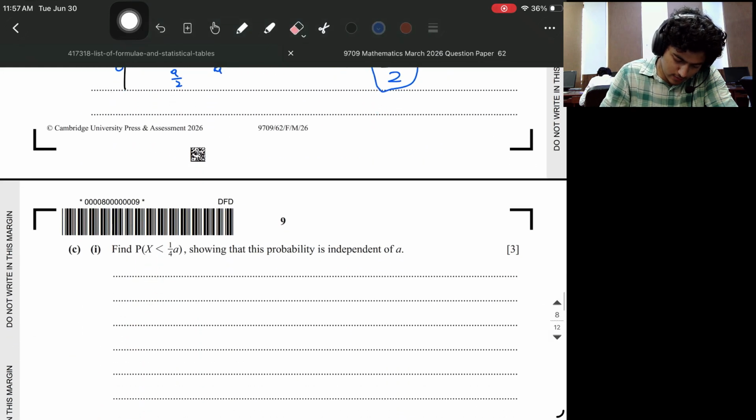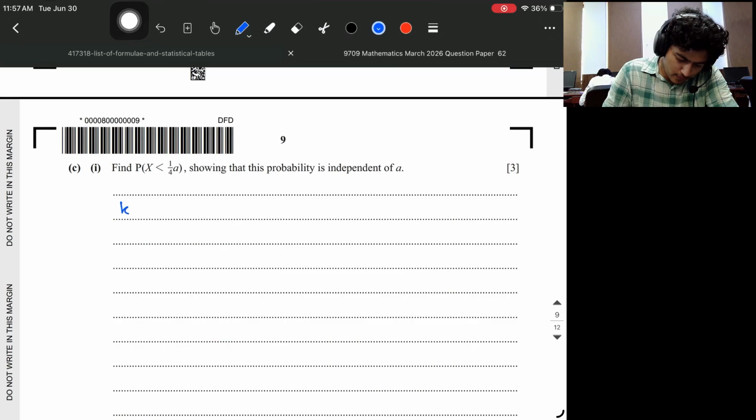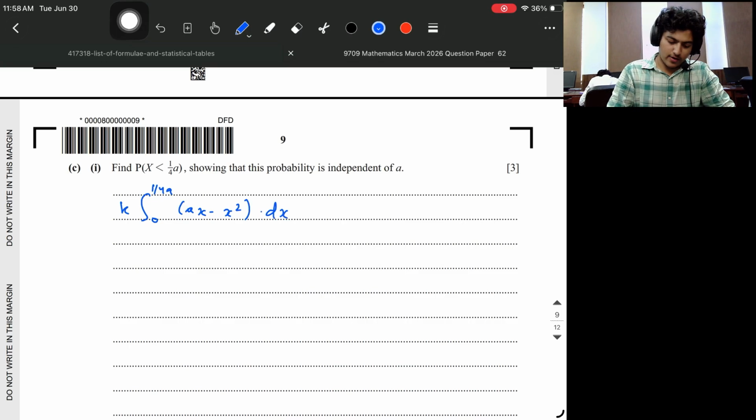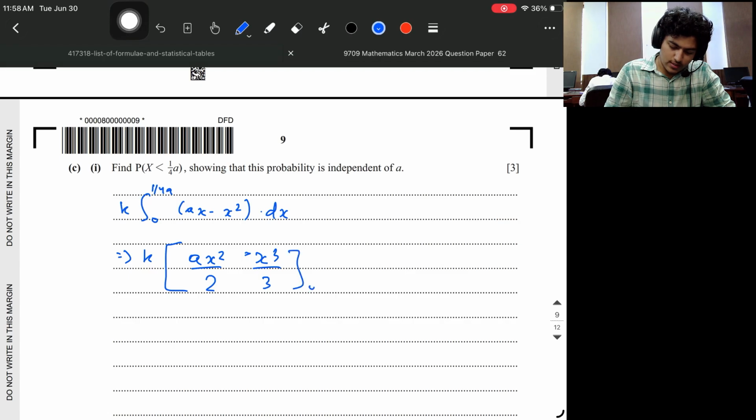So let's take this down further. This would be k, integral from 0 to 1 upon 4a of ax minus x squared dx. Now we don't know the value for that, so we're finding it out. We can just copy it down from above, so that would be ax squared upon 2 minus x cubed upon 3, from 0 to 1 upon 4a. Plugging in 0 will just get 0, so we just need to plug in a upon 4. So let's see what that value gives us.